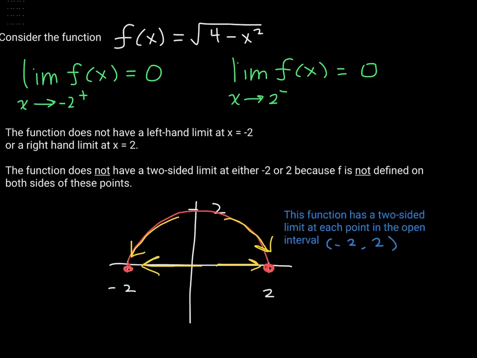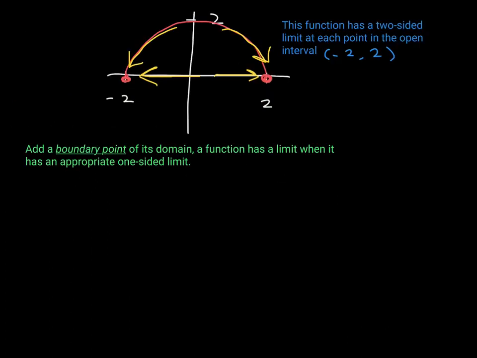All right, but what you and I were looking at right now are these boundary points. -2 and +2 are not interior points. They are boundary points, okay? And what is true is that at a boundary point of its domain, a function does have a limit when it has an appropriate one-sided limit. Let's write that down. I'm sorry, I miswrote this. So sorry about that. At a boundary point of its domain, a function has a limit when it has an appropriate one-sided limit.